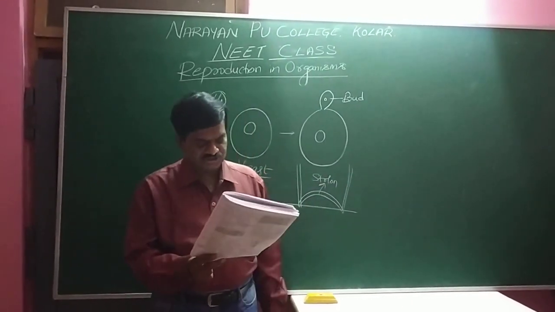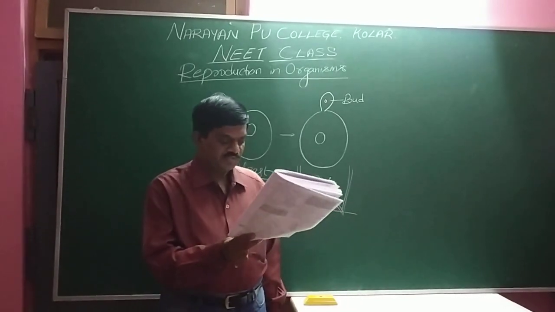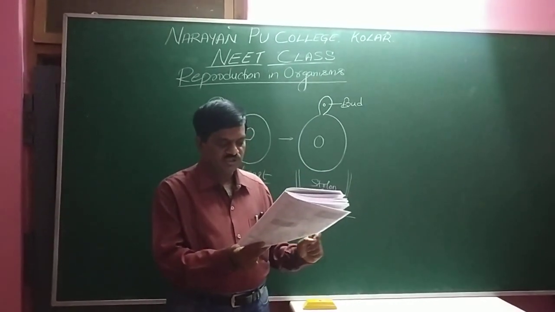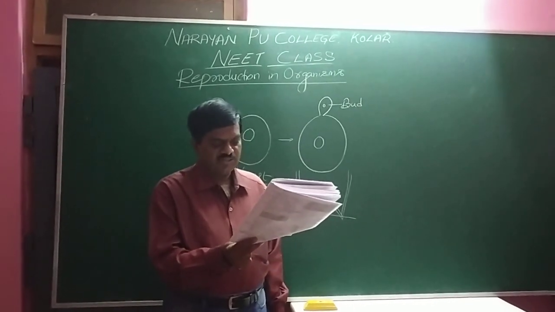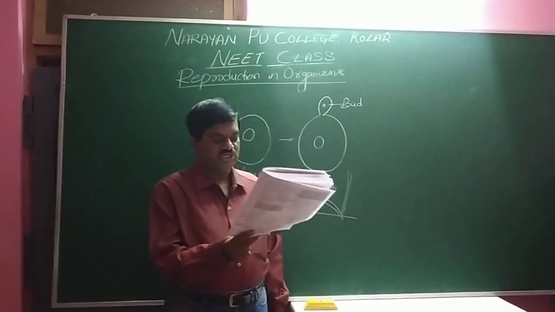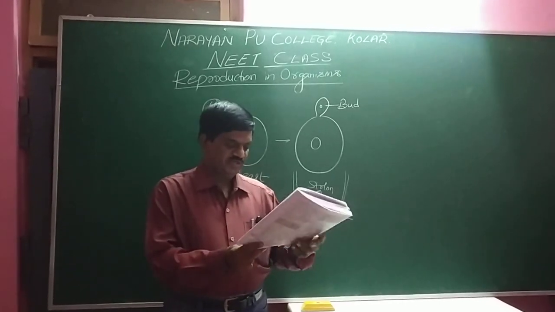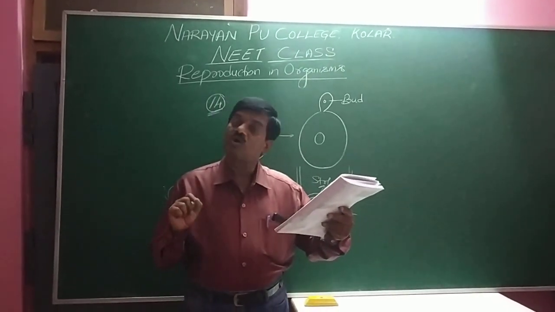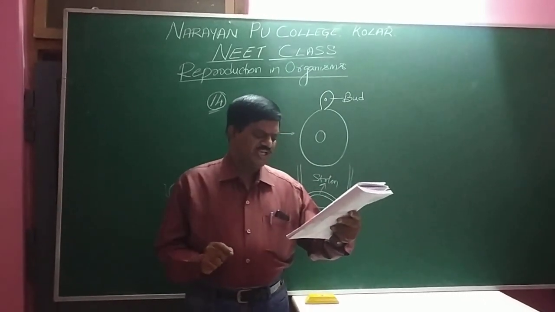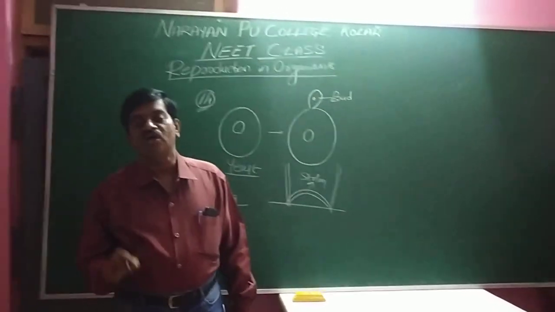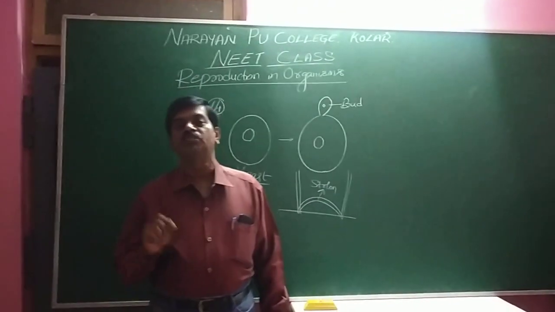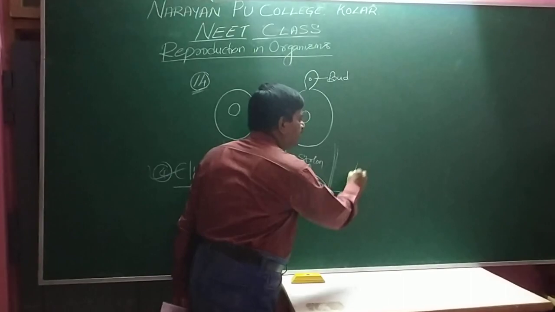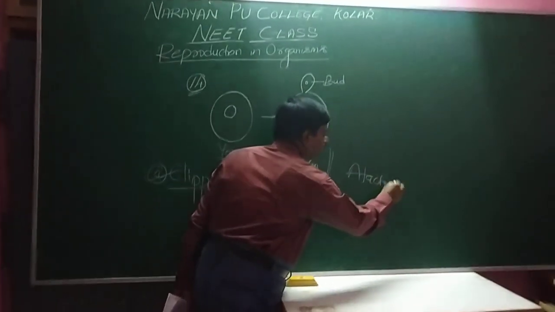Now we'll go for the next question, 23. Grafting is not successful in monocots, but it is successful in dicots because they have. I repeat, grafting is not successful in monocots. We know that monocots always have scattered vascular bundles. For that we use the word atactostelic.